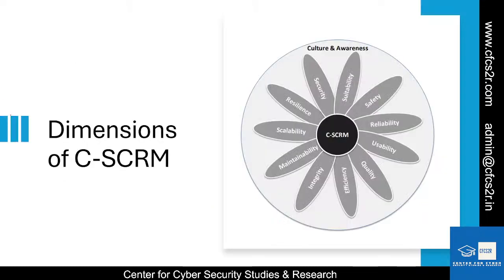So let us talk about the dimensions of SCRM. What are the dimensions of SCRM? Whenever we talk about dimensions of SCRM, it means that cybersecurity supply chain risk management covers the entire software development life cycle, which includes research and development, designing, manufacturing, acquisition, delivery, integration, operation and maintenance (O&M), disposal, and basically the overall management of the enterprise products and services.